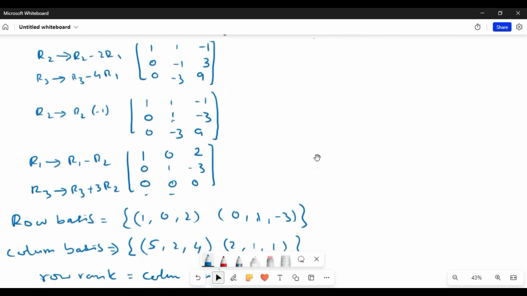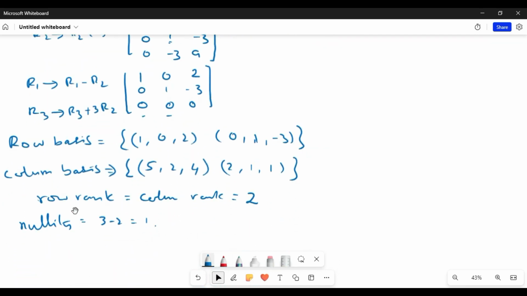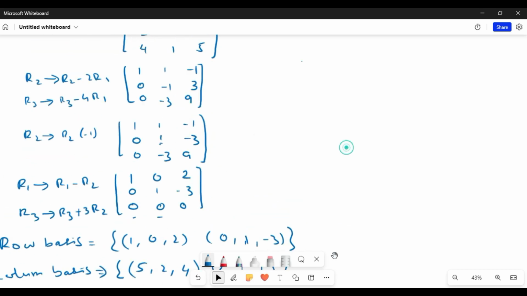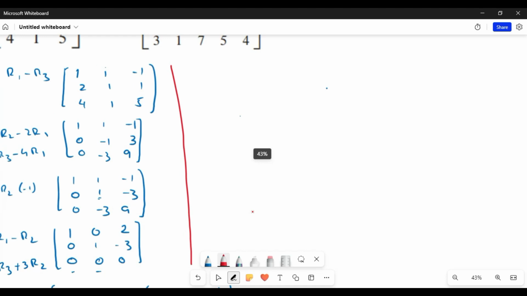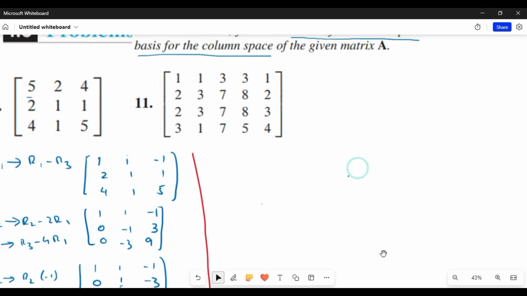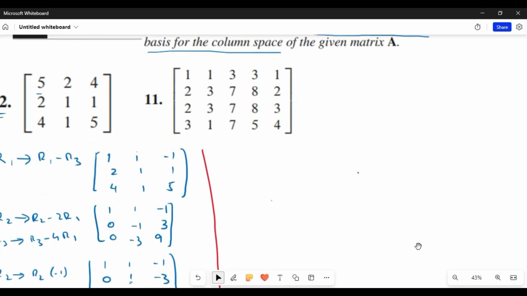That is the end of this problem. Actually, in this question there is no row rank or column rank required. We can stop at row basis and column basis. We will try the same work in the second problem. Okay, second problem we will try now. Well, the same work we are going to do in problem number 11.